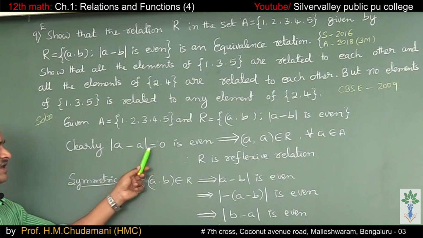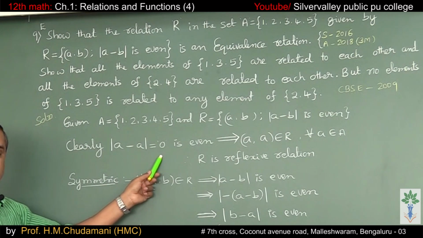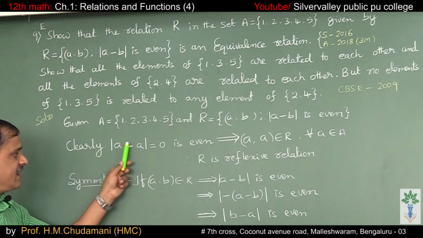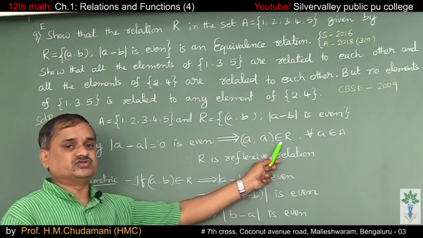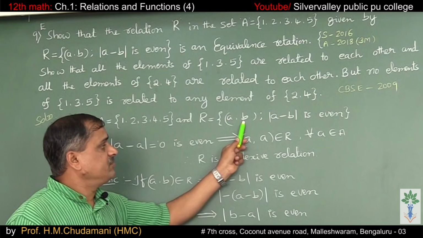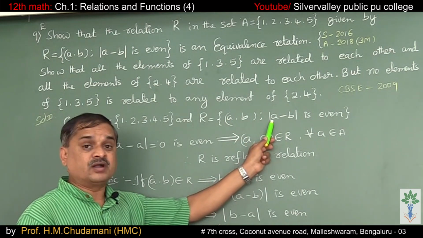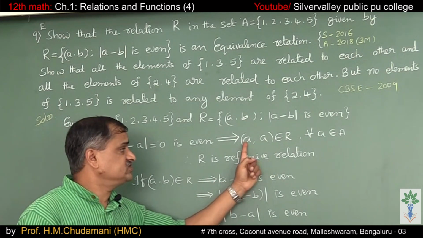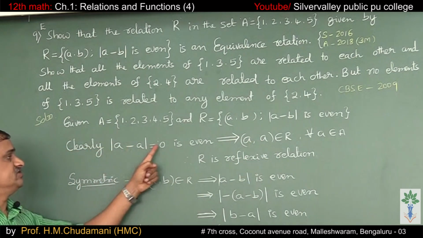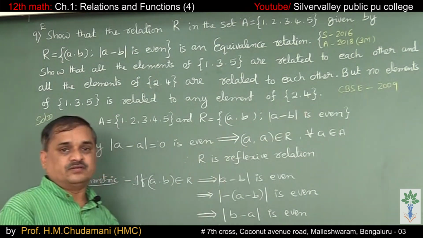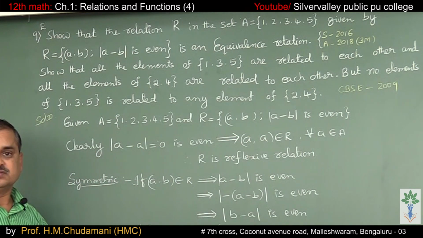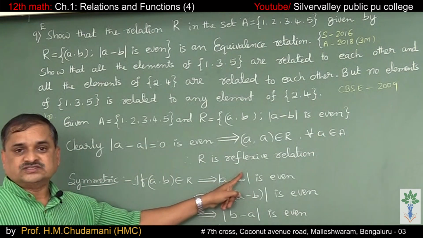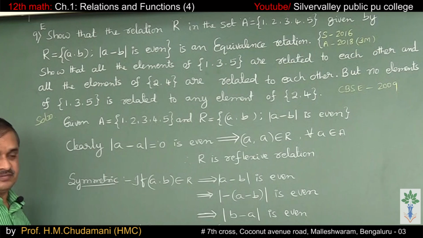Clearly, a minus a is 0. We know 0 is an even number. That means (a, a) belongs to the relation. (a, b) belongs to the relation means modulus of a minus b is even. (a, a) belongs to the relation means a minus a, which is 0, is even for all the elements a belonging to the set A. Therefore, R is a reflexive relation.